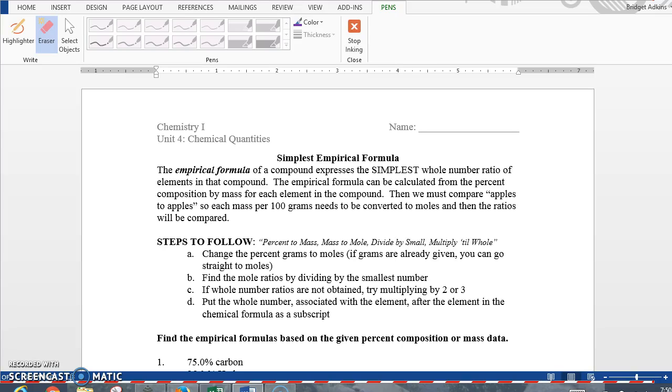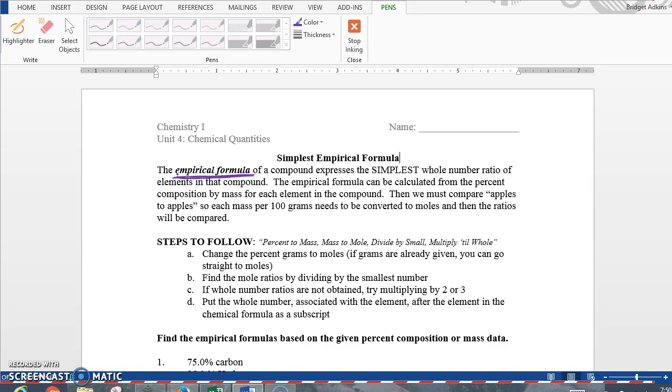This screencast is going to focus on finding the simplest empirical formula for different compounds. Typically you're given percent composition data, and then you move from there. If we think about what an empirical formula means, the word empirical typically means that there's proof behind it. So there's some sort of experimental evidence that you've been given.